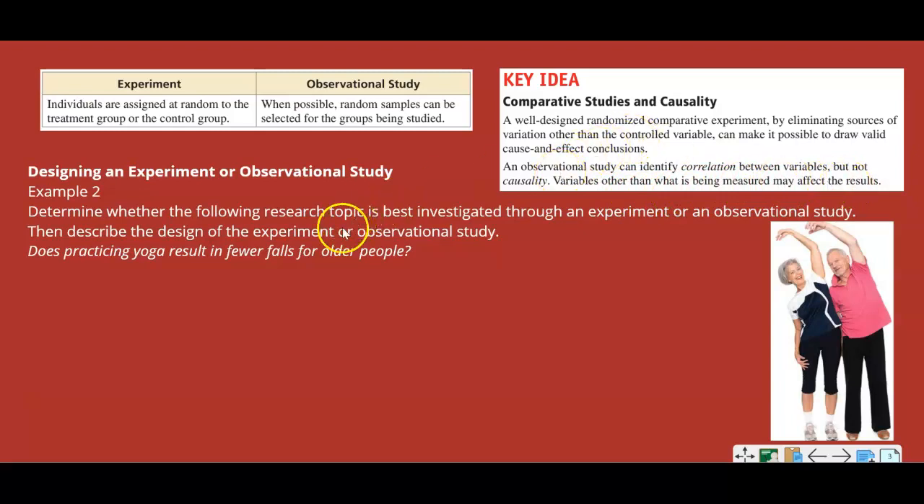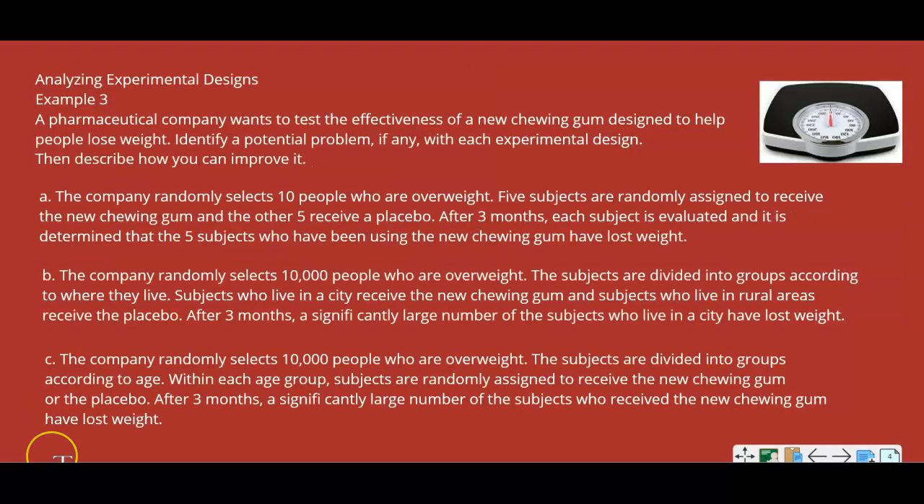So again, kind of what I said down here, we're doing an observational study. We're just going to observe older people in a group that do yoga. We're going to observe a different group not doing yoga, and then we could see maybe a correlation, but not that causality. And I'm going to let you guys answer this in your own words. I'm going to move on to example 3.